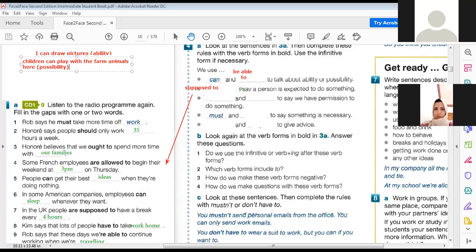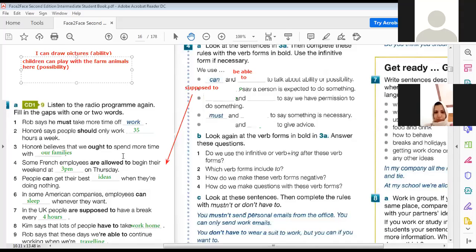So let's write them this way, it's easier. Able to. Okay, who can read the example in number 7 here?